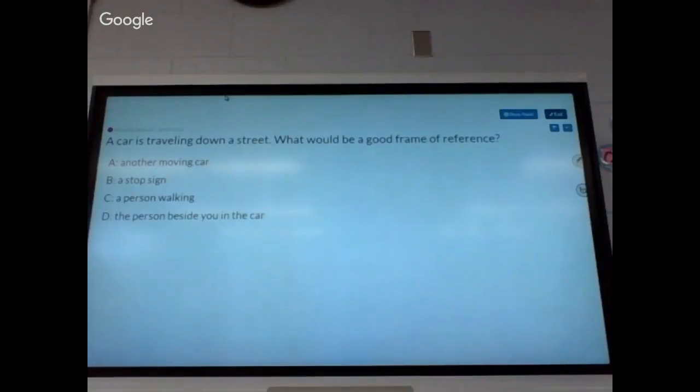Because it can't move. The stop sign is stationary. The person who's walking is doing what? Moving. They can't be the frame of reference if they're moving. So the stationary object, the stop sign, is the frame of reference. Questions about a frame of reference?